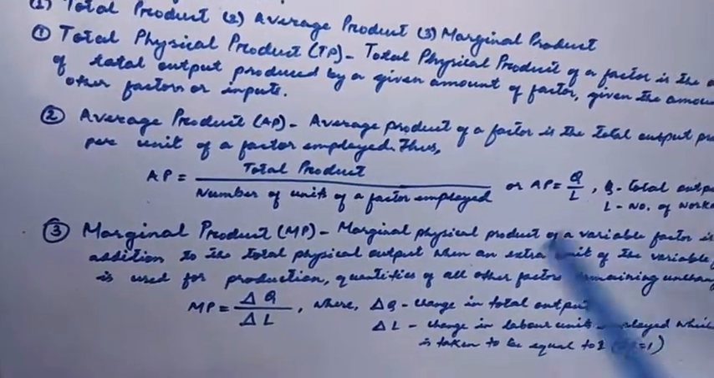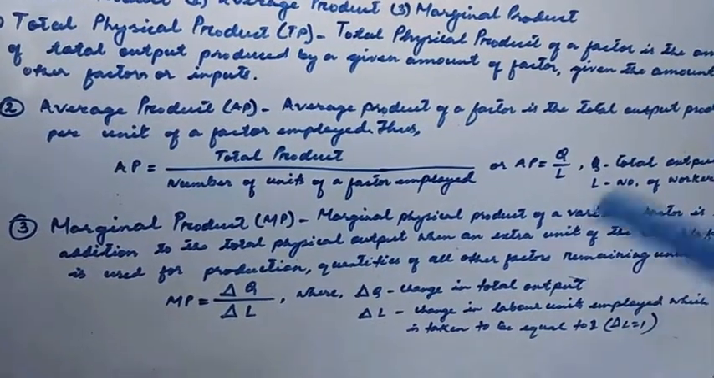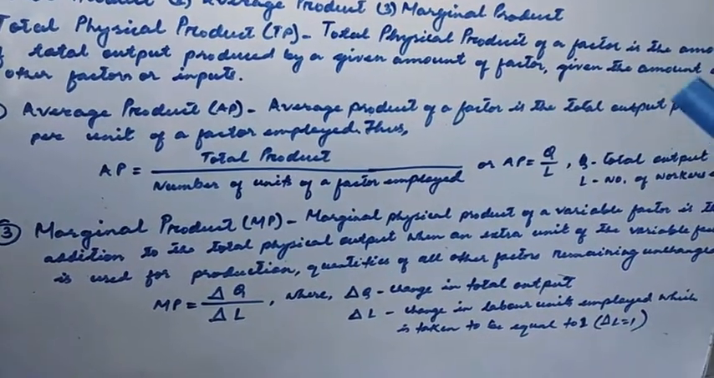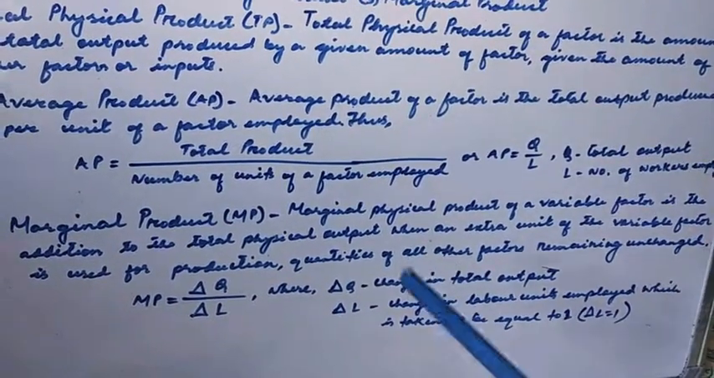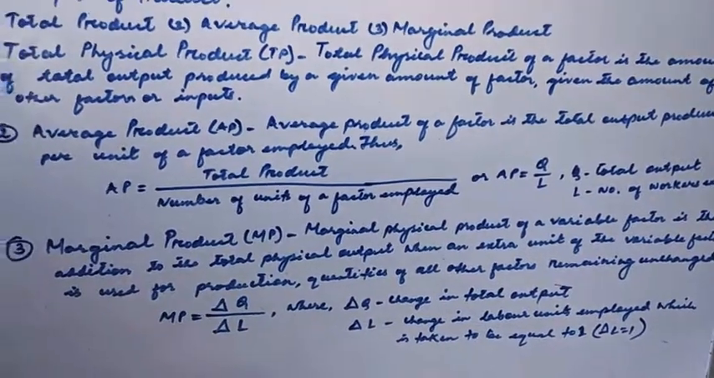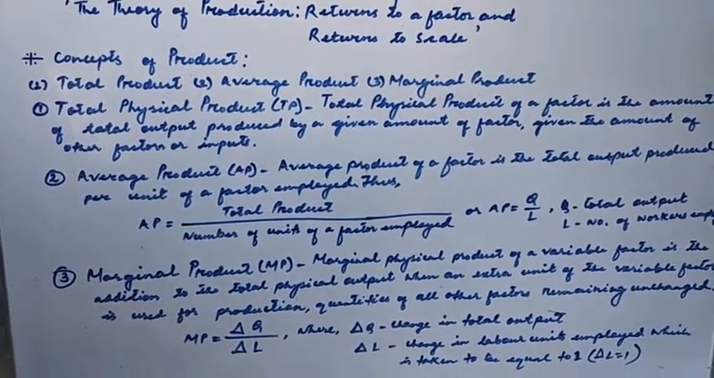So it is the addition to the total physical output when an extra amount or an extra unit of variable factor is used for production, keeping all the other factors remaining unchanged. So those are the three concepts of a product.